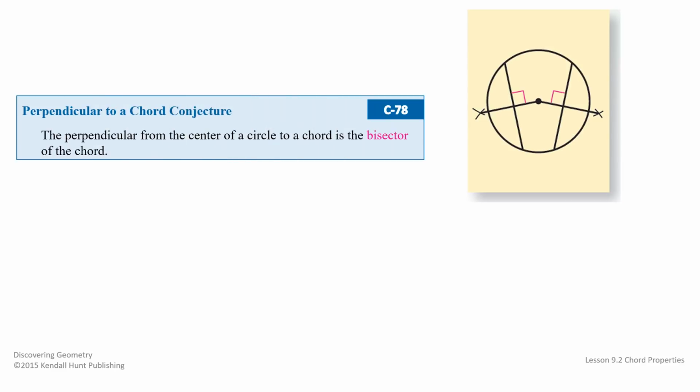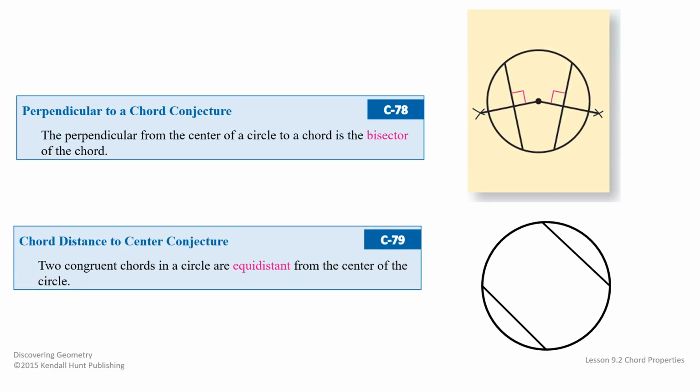Next I want to look at perpendicular segments. In this case, the perpendicular from the center of the circle to the chord is what we call the bisector of the chord. If you remember, to bisect something means to cut it in half. So if I have a segment, pretty much like a radius, that goes from the center of the circle to the chord at a 90-degree angle, it also cuts the chord in half. That's going to be really important.